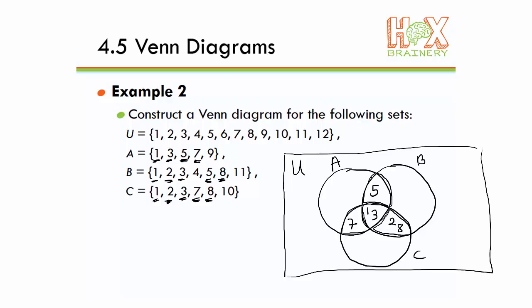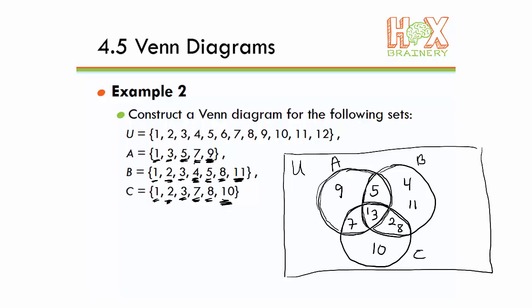And then we're going to look at the non-overlapping regions. So is there anything else in set A that I don't already have included? On my Venn diagram, I have 1, 3, 5, and 7. But there's also a 9 that's in set A. Then for set B, I already have 1, 2, 3, 5, and 8, but there's also a 4 and an 11 in set B. So I'll put that in this region that doesn't overlap with any of the other sets. And then what about set C? That also has a 10 in it. So it's going to go down here in the part of set C that doesn't overlap with A or B.